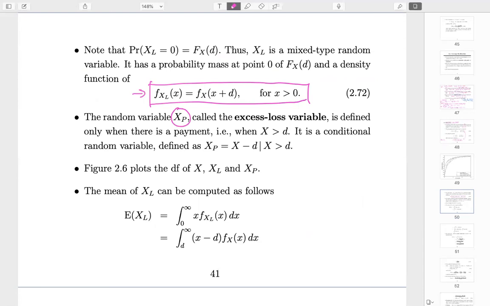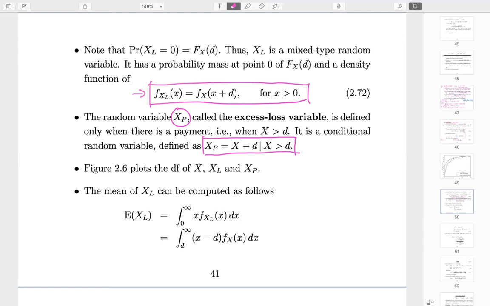XP is the amount paid in a payment event. This is really important and likely the confusing part for some of you. Remember, in this small subsection, we study deductible. And because of the deductible, it's possible that something happens and the insurance company doesn't need to pay, such as the example I just gave. X equals 200 and the deductible is 500. Something happened, however, the insurance company doesn't need to pay.